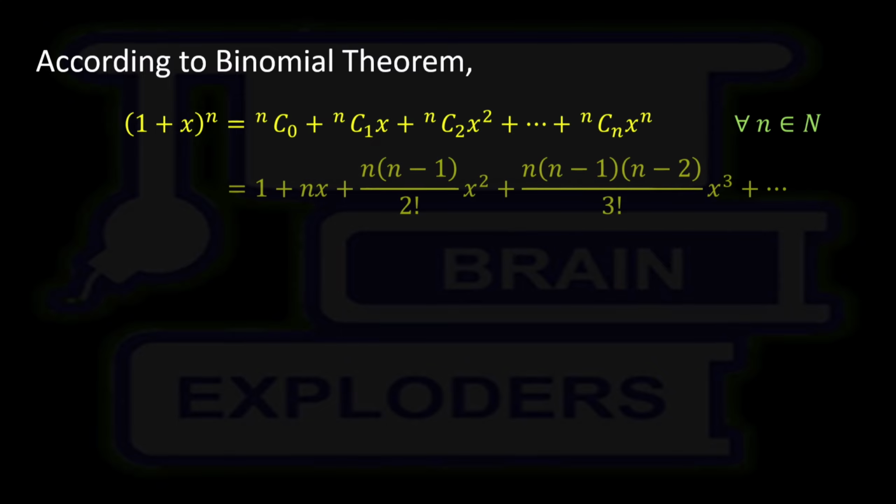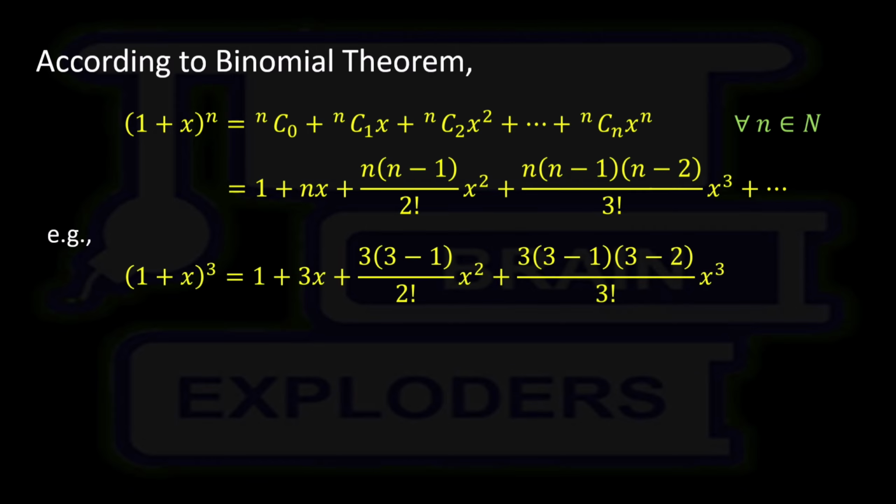Here nC1 is n, nC2 is n times (n − 1) over 2 factorial, nC3 is n times (n − 1) times (n − 2) over 3 factorial, and so on. For example, if we want to find (1 + x) whole cube, then put 3 in place of n and we get 1 + 3x + 3x squared + x cube.